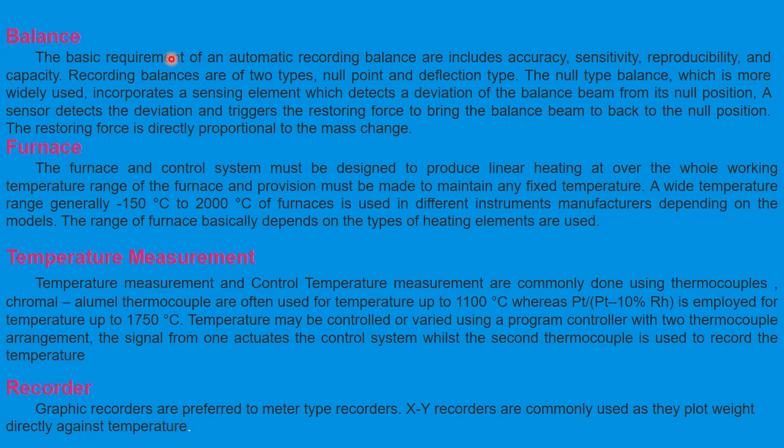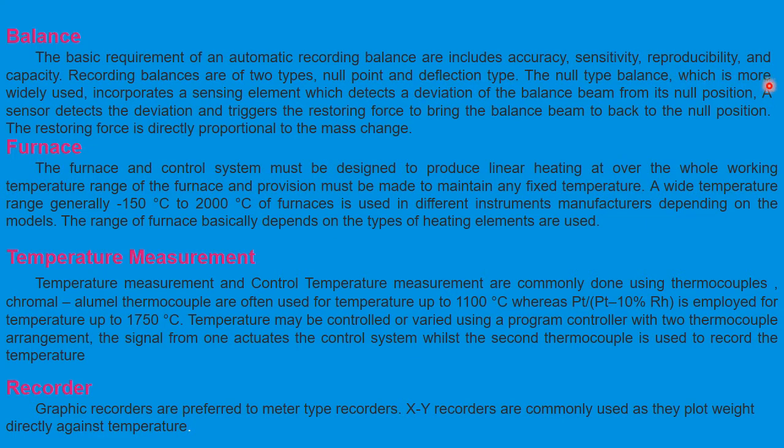Now we'll see the components of the TGA. Balance. The basic requirements of an automatic recording balance include accuracy, sensitivity, reproducibility and capacity. And the recording balances are of two types. One is null point and another one is deflection type.